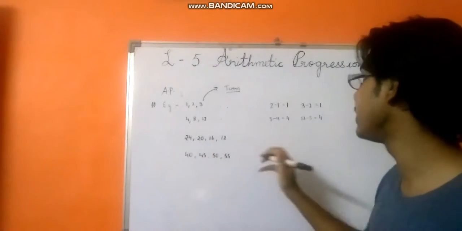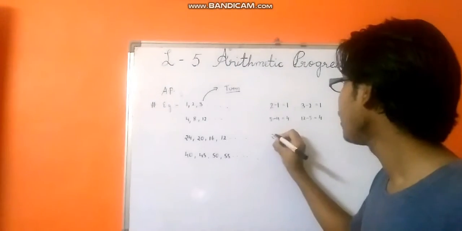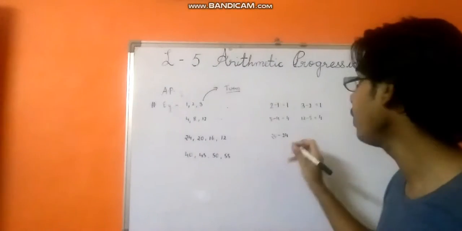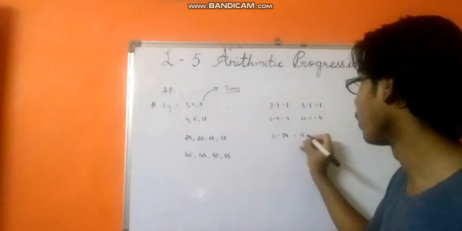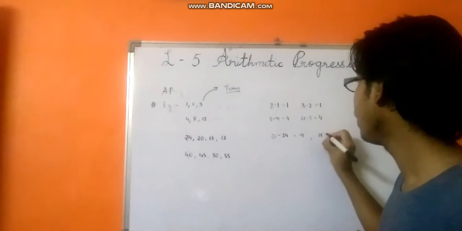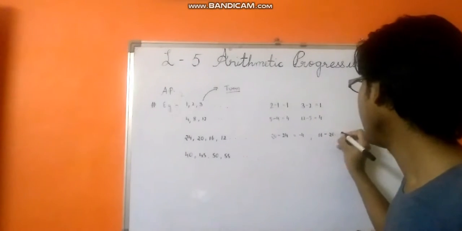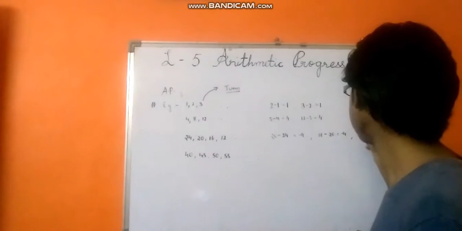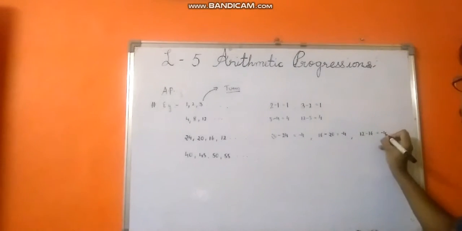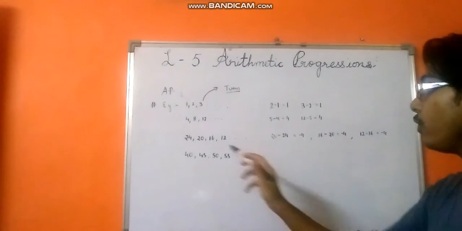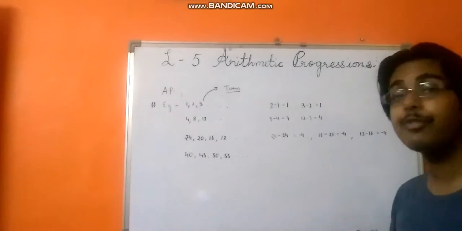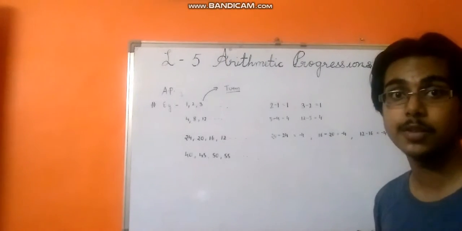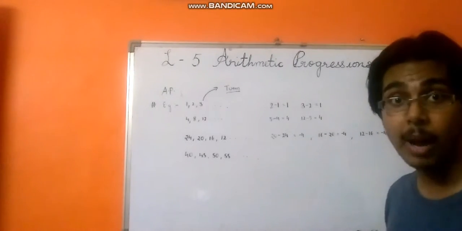Now let us look at this series. 20 minus 24, which is the second term minus the first term. Here we get minus 4. Then 16 minus 20 is equals to minus 4. Then 12 minus 16 is equals to minus 4. So here you can see that we are actually subtracting 4 from the previous number to get the next term in the series. So here we have the difference of minus 4.